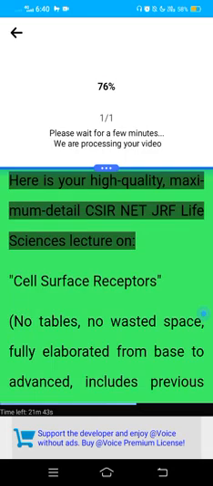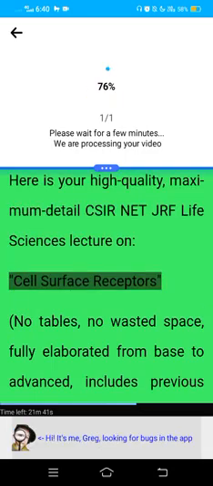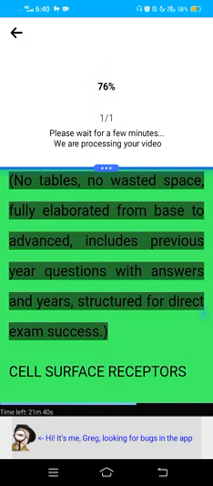ChatGPT said. Here is your high-quality, maximum detail CSIR NET JRF Life Sciences lecture on cell surface receptors. No tables, no wasted space, fully elaborated from base to advanced, includes previous year questions with answers in years, structured for direct exam success. Cell surface receptors.